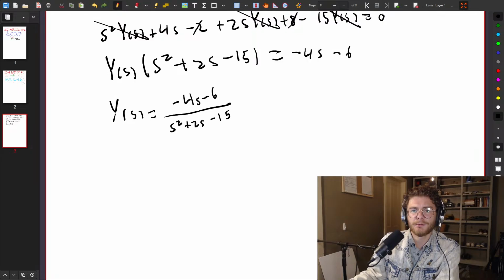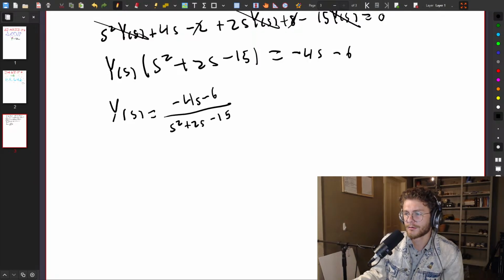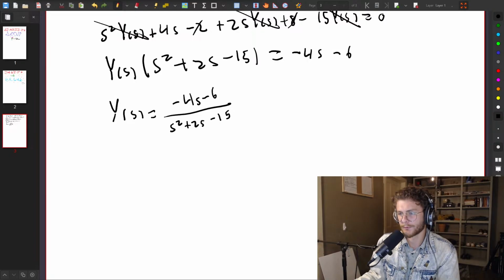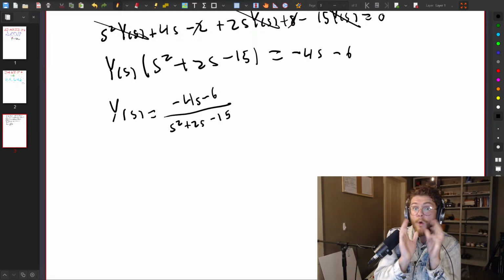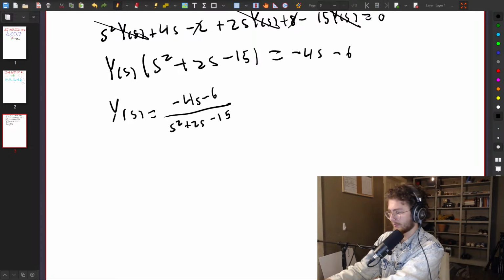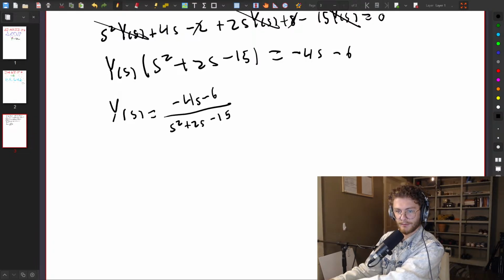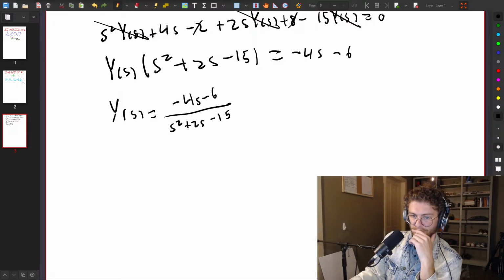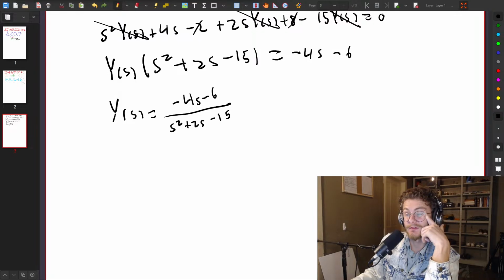I'm going to use a little checker here, because fun fact, I'm doing some homework. So we're doing live homework. I set y of s as negative 4s minus 6, all of that divided by s squared plus 2s minus 15. That should be correct. It takes you step by step, and I already skipped one step, so I have to fix that.